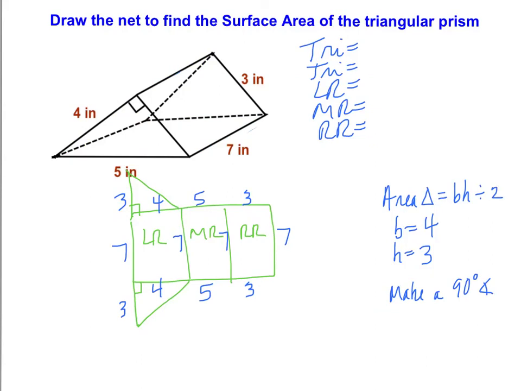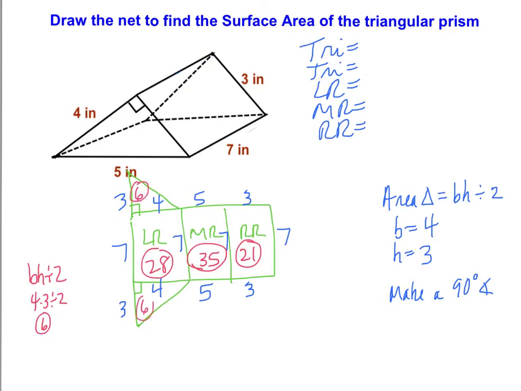This is a 3 by 7, my right one, which is 21. 5 times 7 is 35. This is actually a 4 by 7, so that is 28. Now for my triangle, it's base times height divided by 2, so it's 4 times 3 divided by 2, which is equal to 6. So that's 6 and that's 6. So triangles are 6, left rectangle 28, middle 35, right 21.